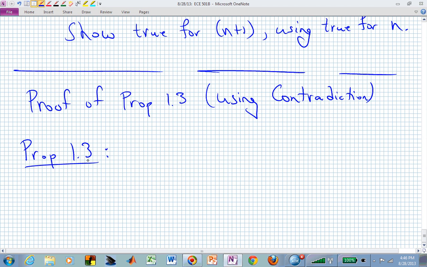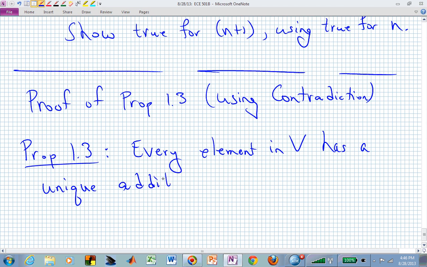Proposition 1.3, I'm sure you have it memorized, but I don't, so I'm going to write it down again. That said that every element in our vector space V has a unique additive inverse.